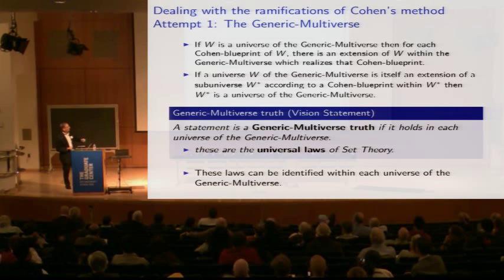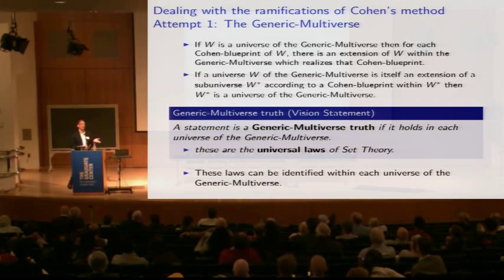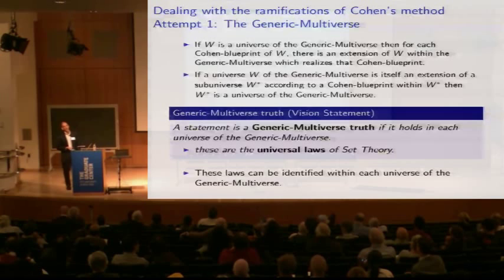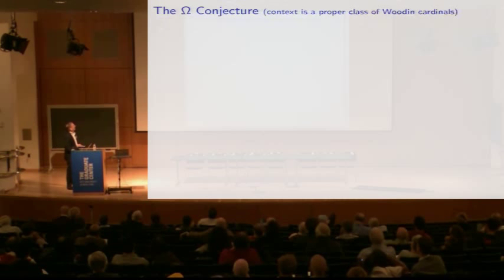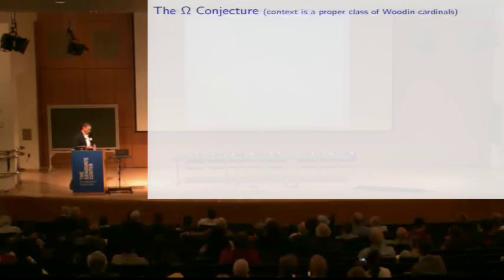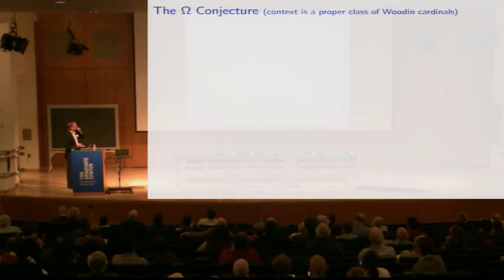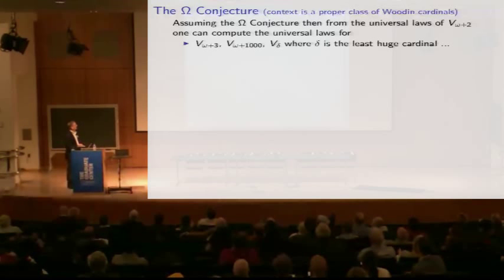So in this generic multiverse view of truth, Cohen's method cannot be used to show that something can't be answered. But the price you pay for that is you relegate the continuum hypothesis into the position of being neither true nor false. All right. Now, in analyzing the generic multiverse view, one is led to something called the omega conjecture, which I'm not going to define. The context is a proper class of Woodin cardinals. One reason I had to introduce them.